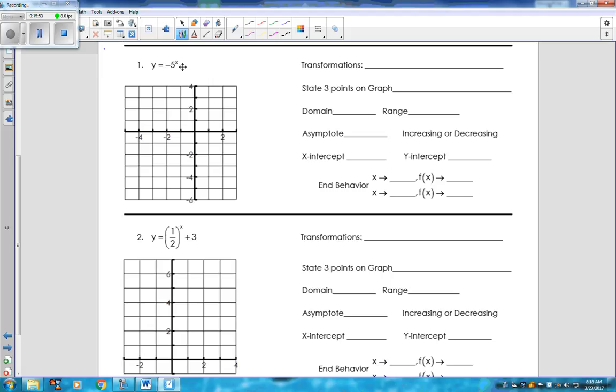So look at the equation. It reflects across the x-axis. Now it says to state 3 points. Well, let's find 3 points.